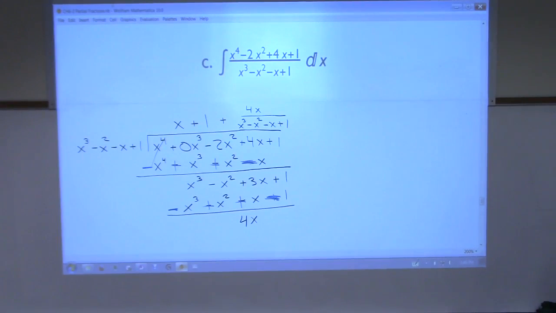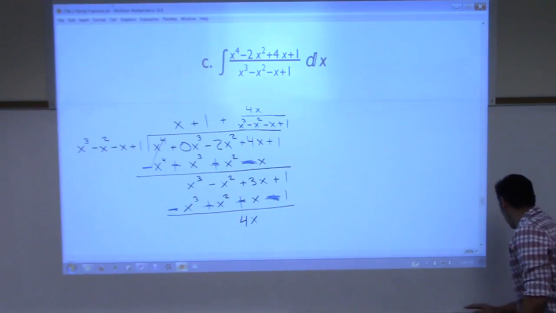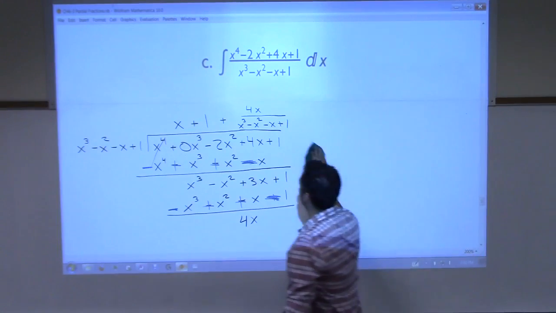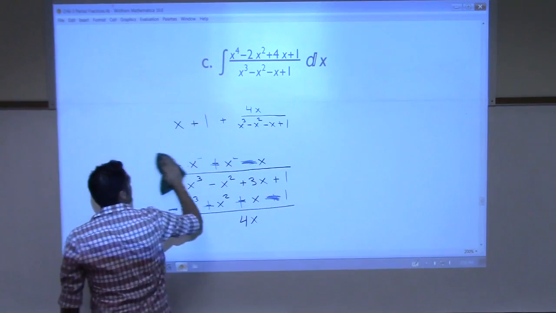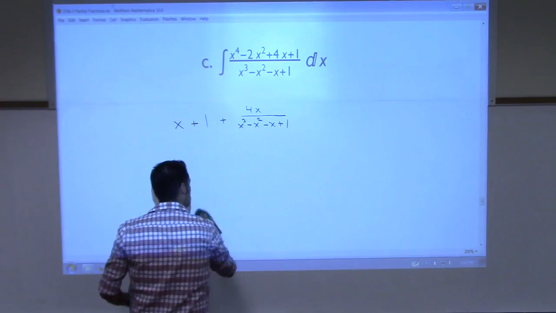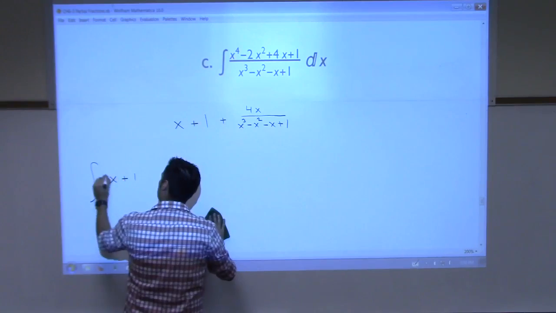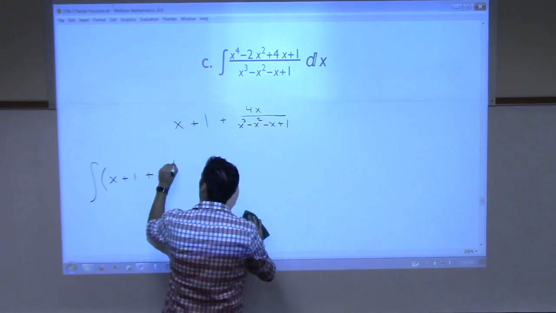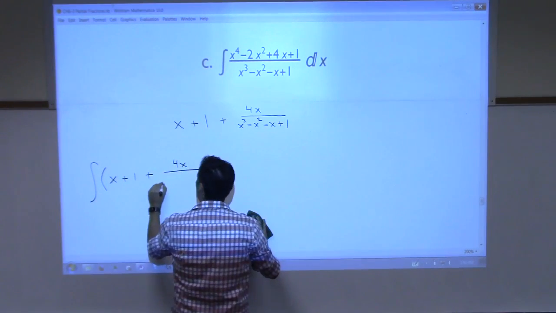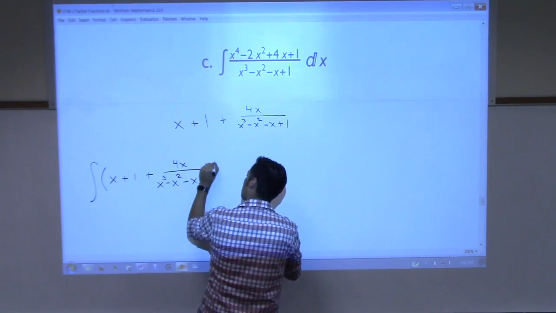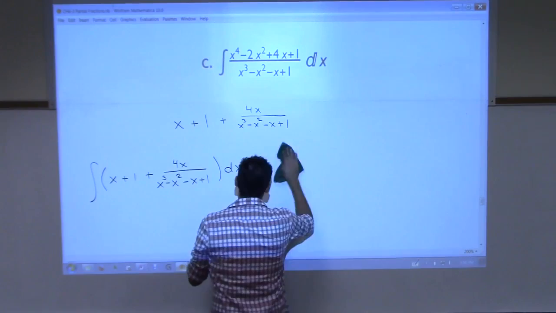All right, so now what we do is we rewrite the integral, right? We rewrite the whole integral. Here it comes. The new integral is equal to the integral of x plus 1 plus 4x over x cubed minus x squared minus x plus 1 dx. And what's good about that?